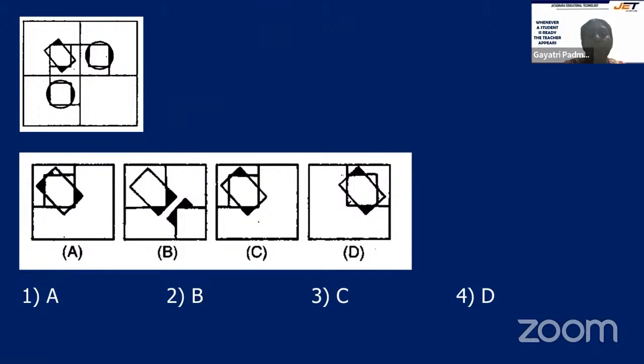We have three squares that are being filled, and what would be the fourth one? All right. What would be the fourth one? Is it option A, option B, option C, or option D? Your time has started. Your 30 seconds is going to get over.